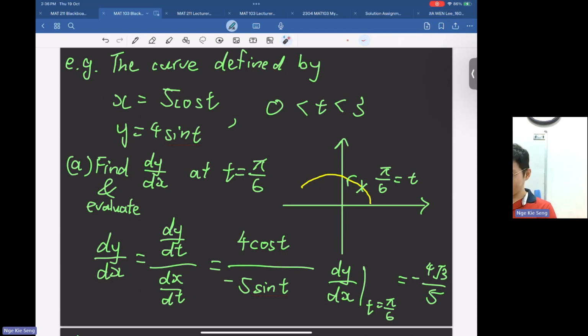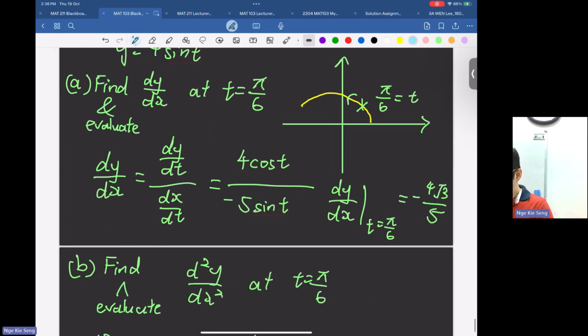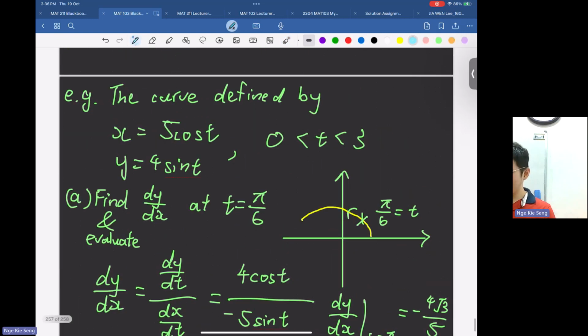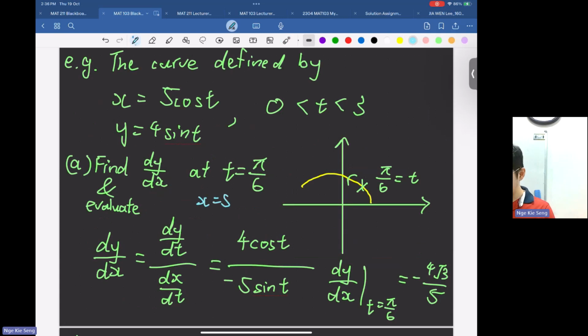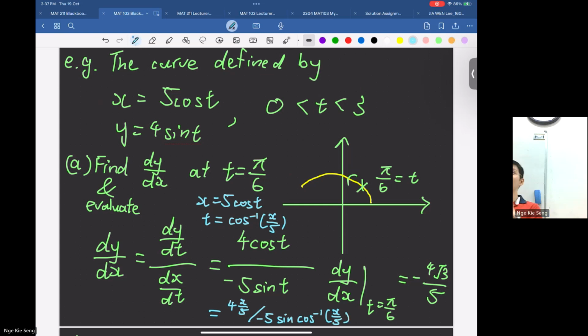I think this is a valid thing to do: maybe you want to express all the t back in x. You can try. Let's try half of it. I'm not sure I can finish, but since x equals 5 cos t, t will be cos inverse of x over 5. Correct? If you substitute this t back, you get 4x over 5 on the top, and then minus 5 sine of cos inverse of x over 5. You can try to do differentiation on this.